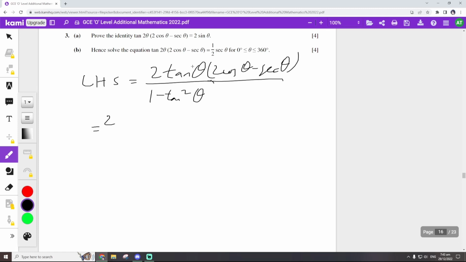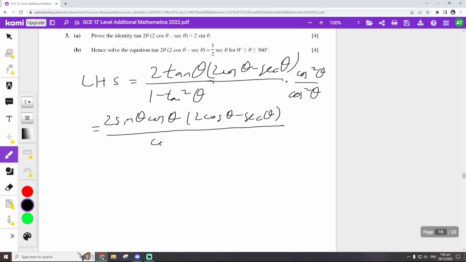I'll get 2 sine theta cosine theta. So let me just make this clear. Multiply by cosine square theta on the top and bottom. 2 sine theta cosine theta, times (2 cosine theta minus secant theta), and then divide this by cosine square theta minus sine square theta. Okay, so I know the bottom is cosine 2 theta, but we don't simplify that yet. Okay, so if I expand the top, let me actually take out the 2 sine theta.